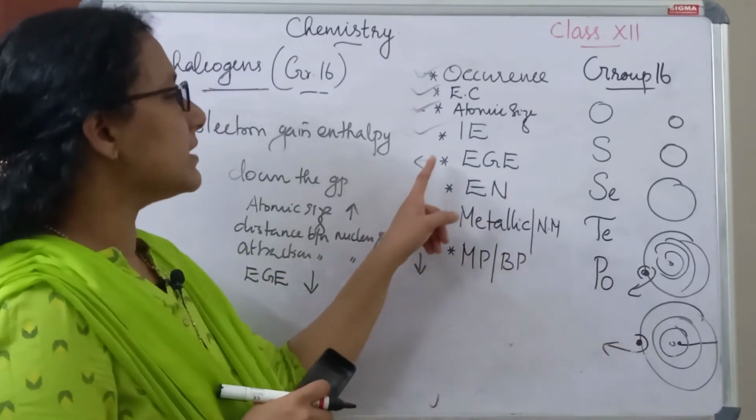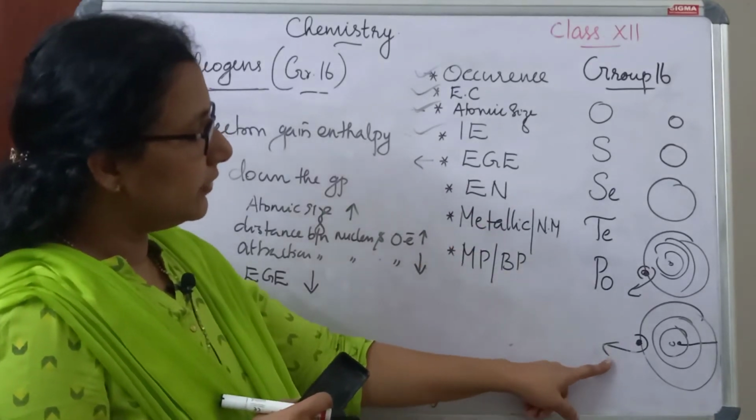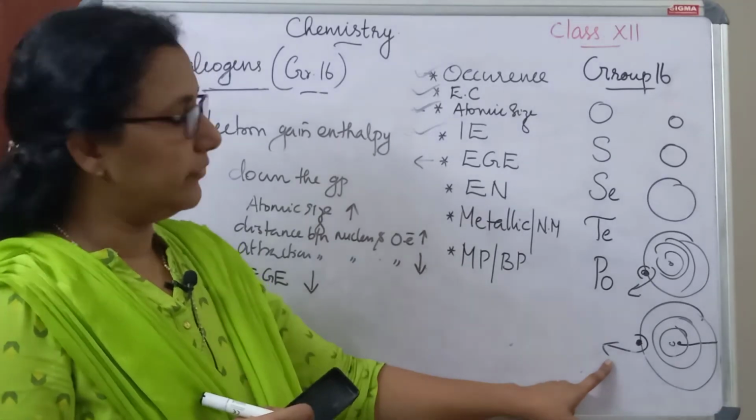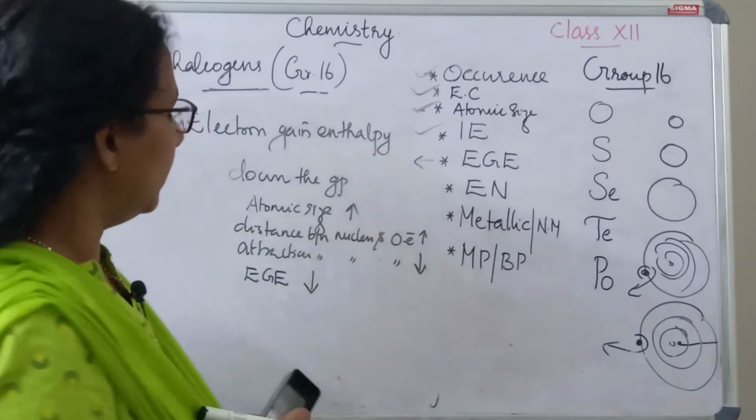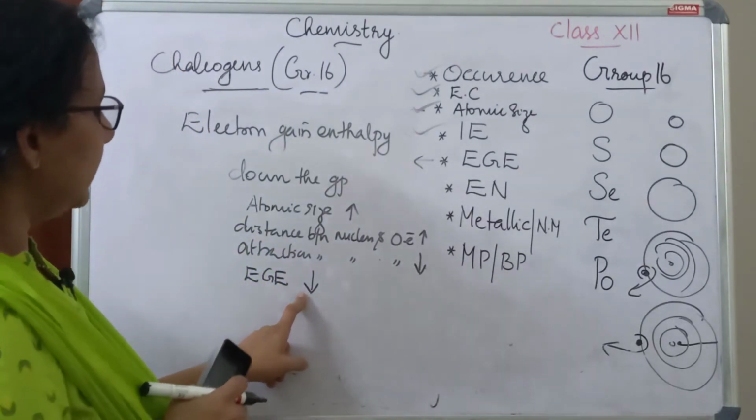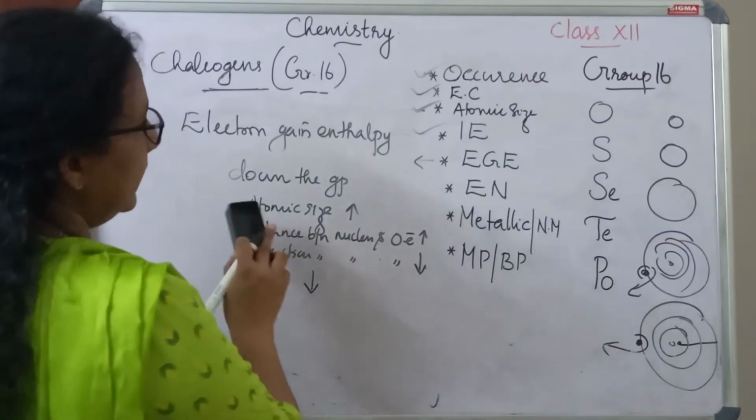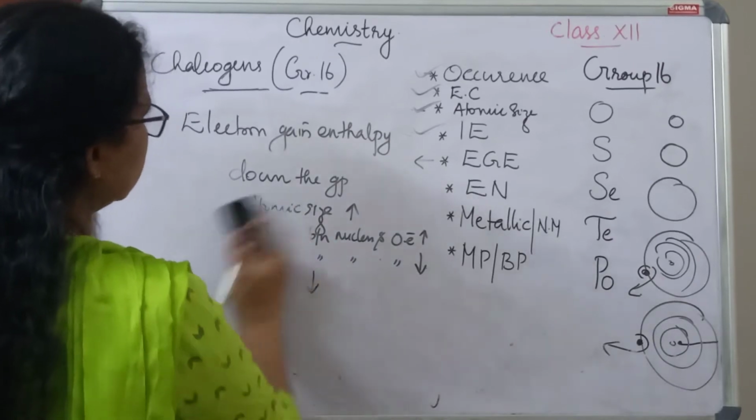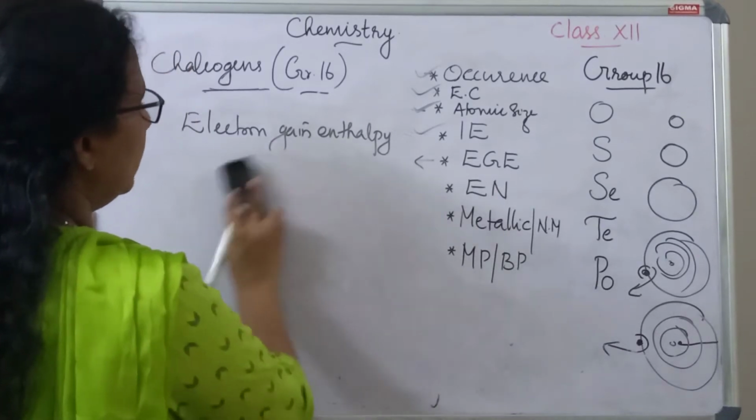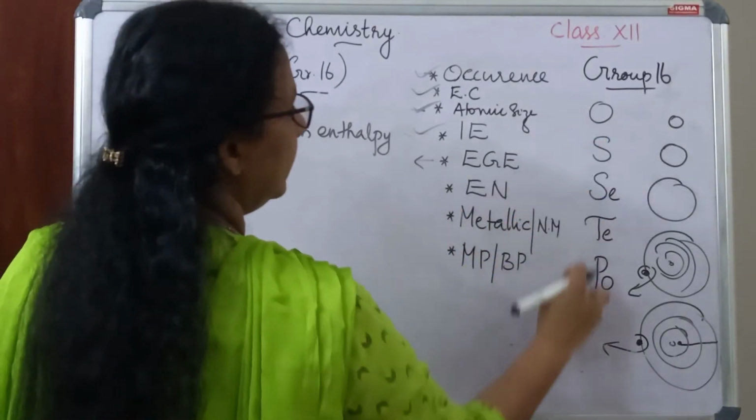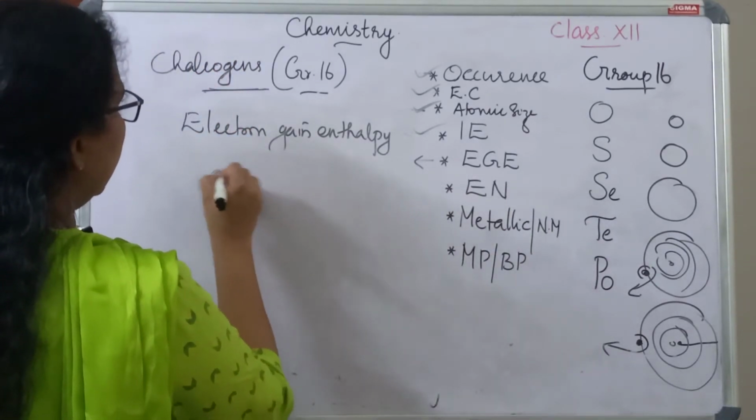If energy is released, we know that it will be a negative value. So here we can say there is a less negative value when coming down the group. Anyway, electron gain enthalpy decreases down the group. So here there is a question. We are expecting electron gain enthalpy to decrease down the group.